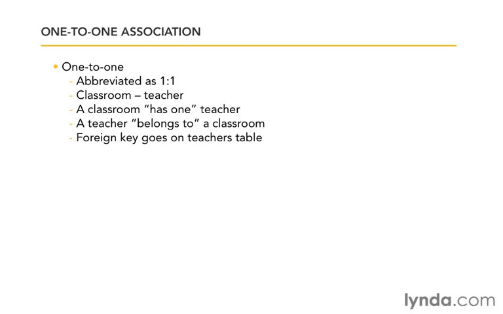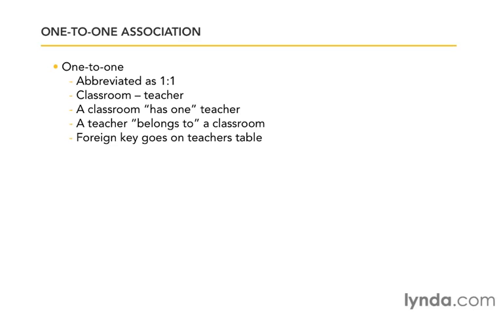Well, an example of a one-to-one relationship would be the relationship between the classroom and the teacher. A classroom has one teacher. The teacher is assigned to the classroom. The classroom, you could say, owns the teacher. That's why we say it has one teacher. It's the parent, while the teacher is considered the child. And as such, the foreign key goes on the teacher's table.